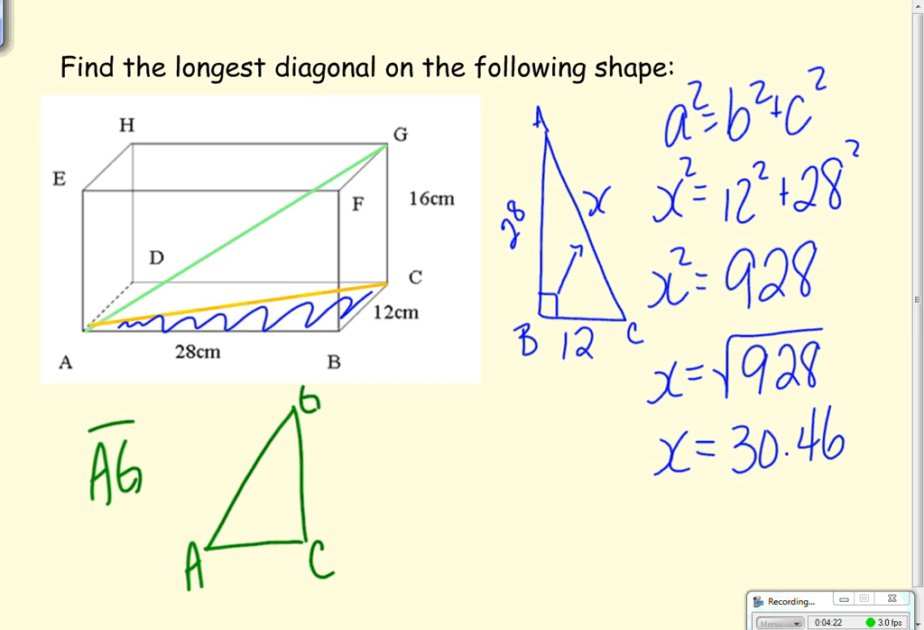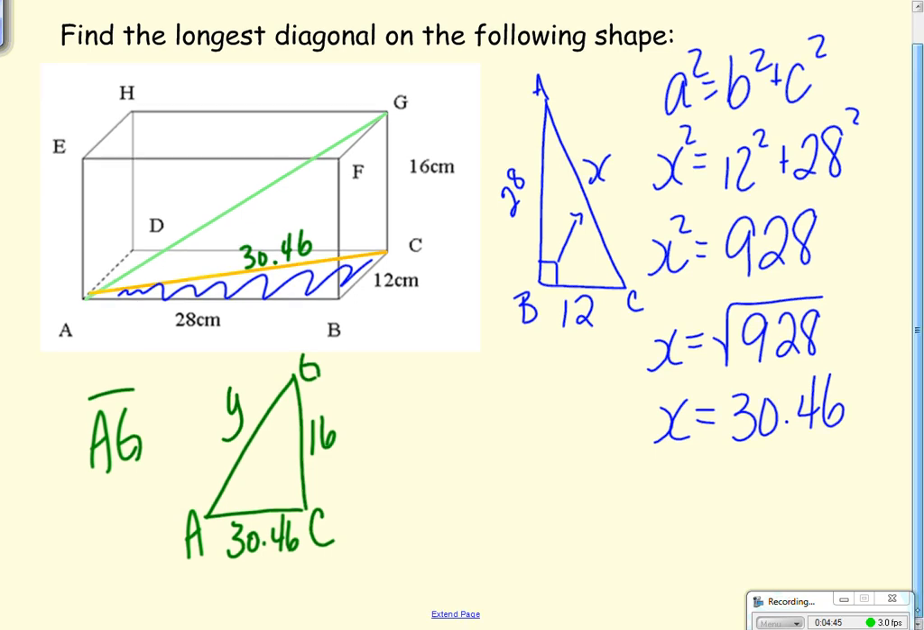Now, you're going to be in a test, you're going to be under a bit of stress, and you're going to feel like you've finished, but you haven't. All you've done is find the length of that yellow line, which we now know is 30.46. That's A to C, so that's 30.46 on my drawing here. The height is still 16, and I'm going to call this Y. We're looking for AG. We have to now do a second problem. Our right angle is where the bottom of the box meets the height of the box. That's it. So we are still looking for the hypotenuse. So we'll still use a squared equals b squared plus c squared.